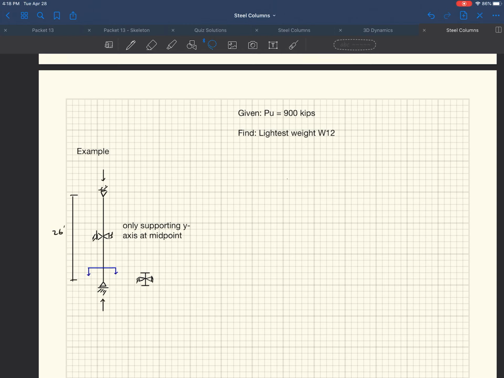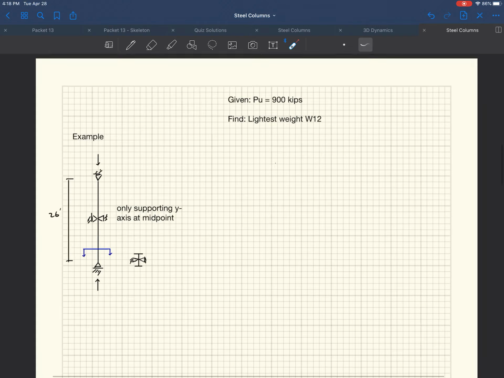Okay, and so this is one of those cases where we have strong and weak axis. We got a longer strong axis, right? This only supports the y-axis, not the x-axis. And so we've got this overall height about the strong axis, and we've got this guy about the weak axis.